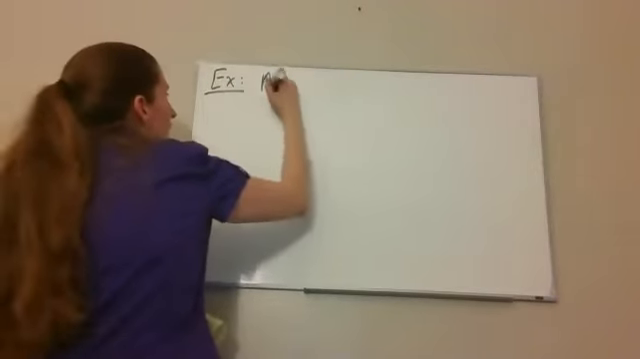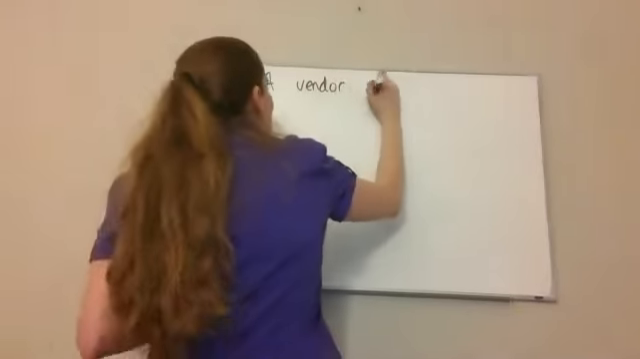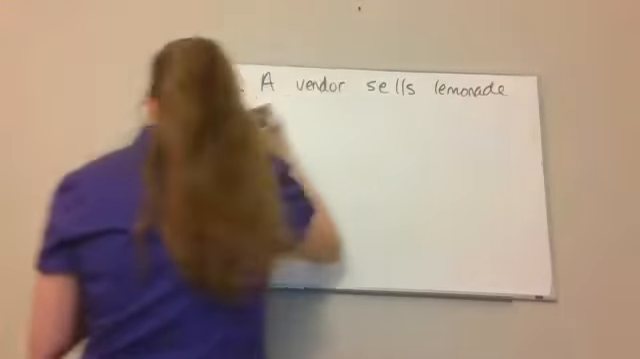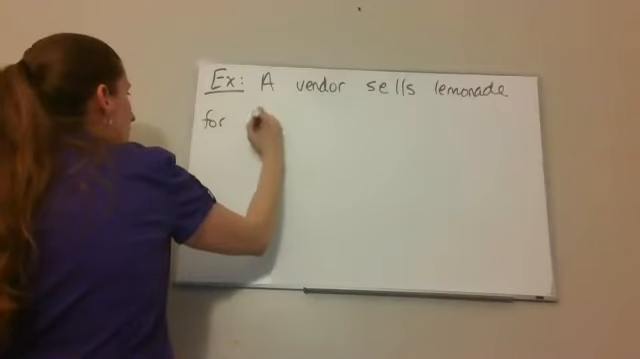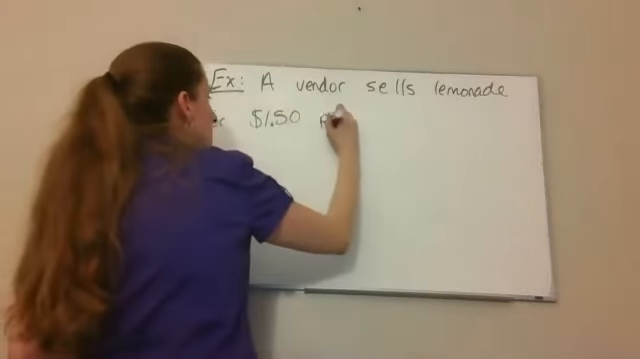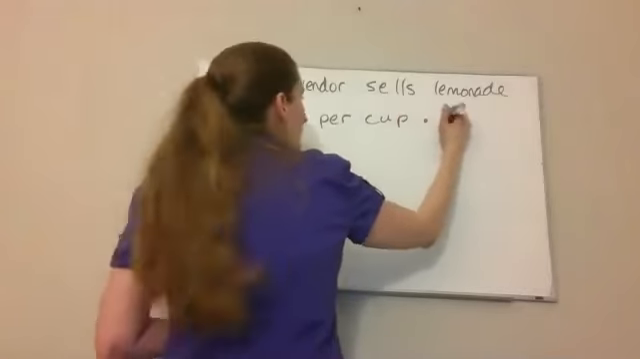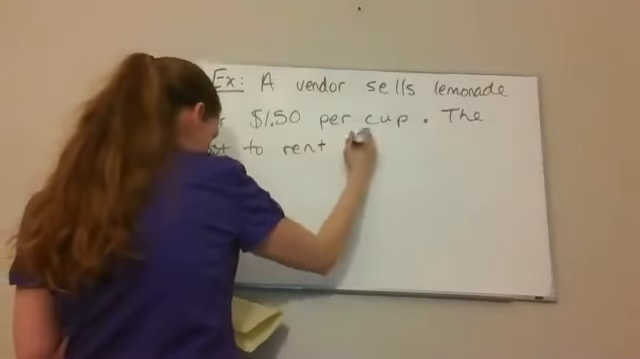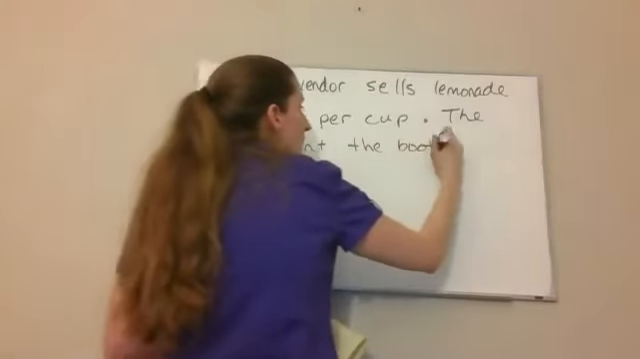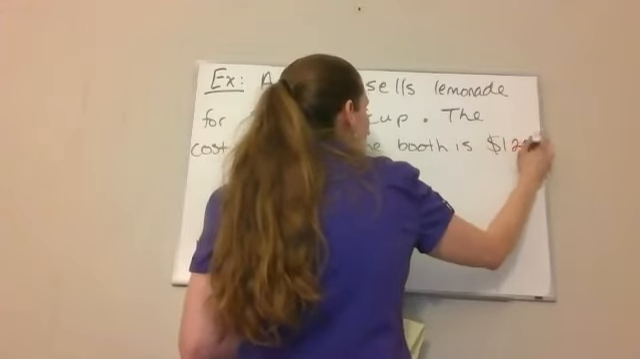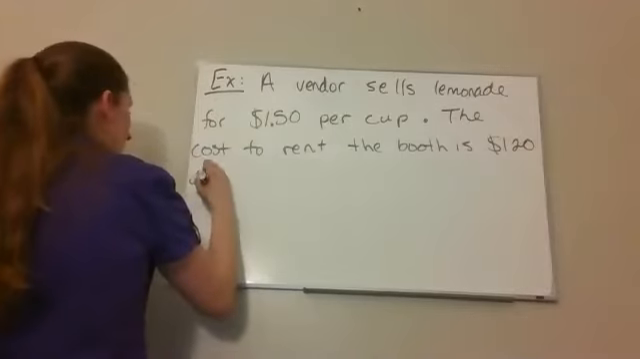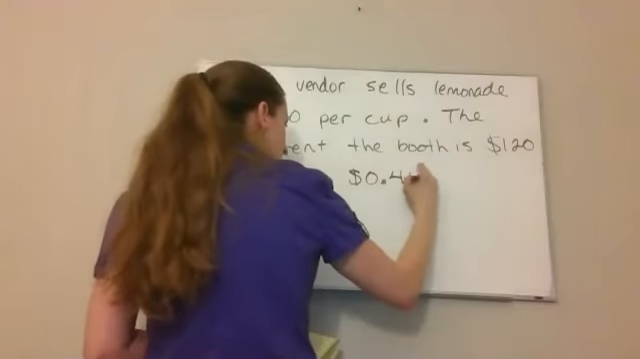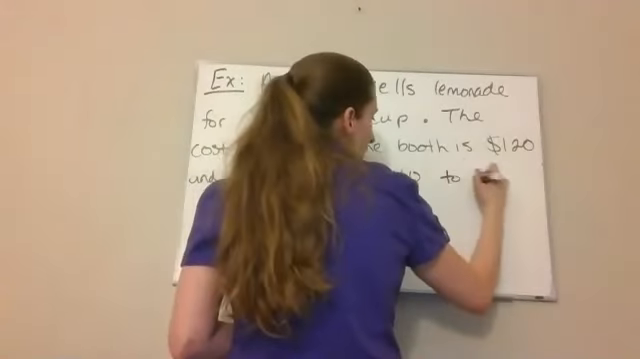We have a vendor selling lemonade. So this vendor sells lemonade for $1.50 per cup. The cost to rent the booth is $120, and it costs 40 cents to produce each cup of lemonade.